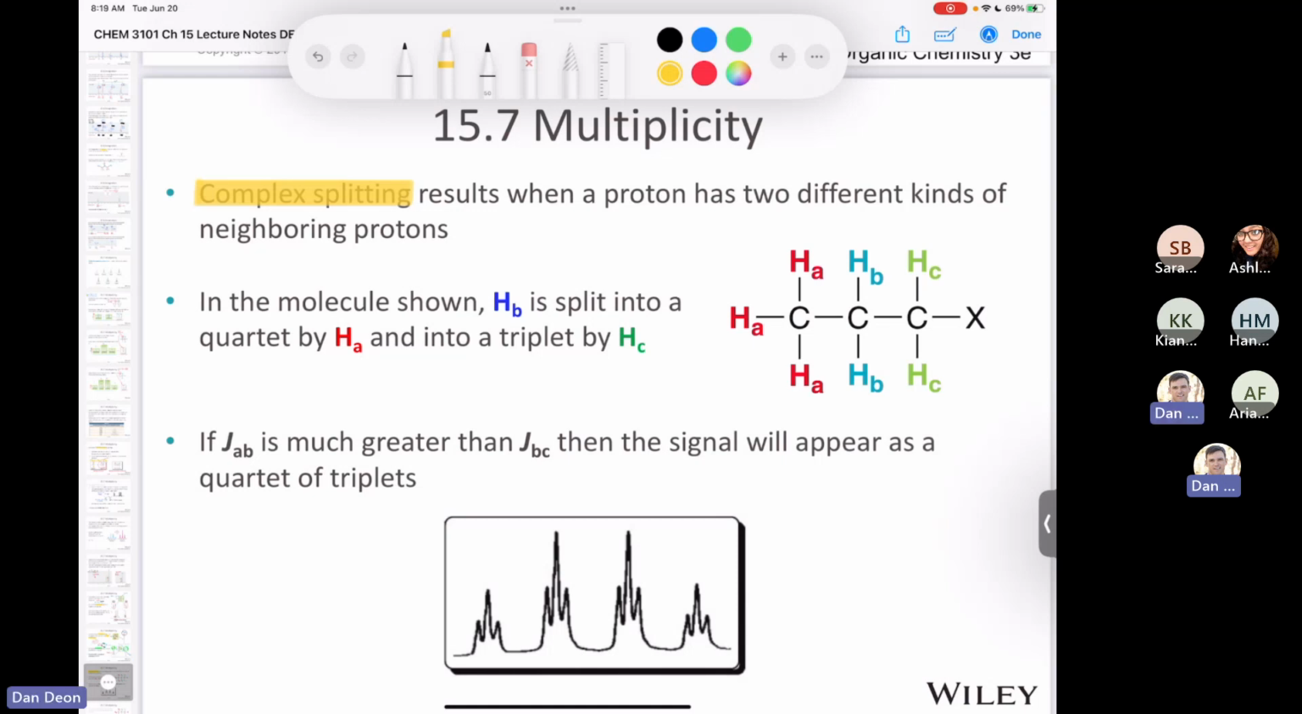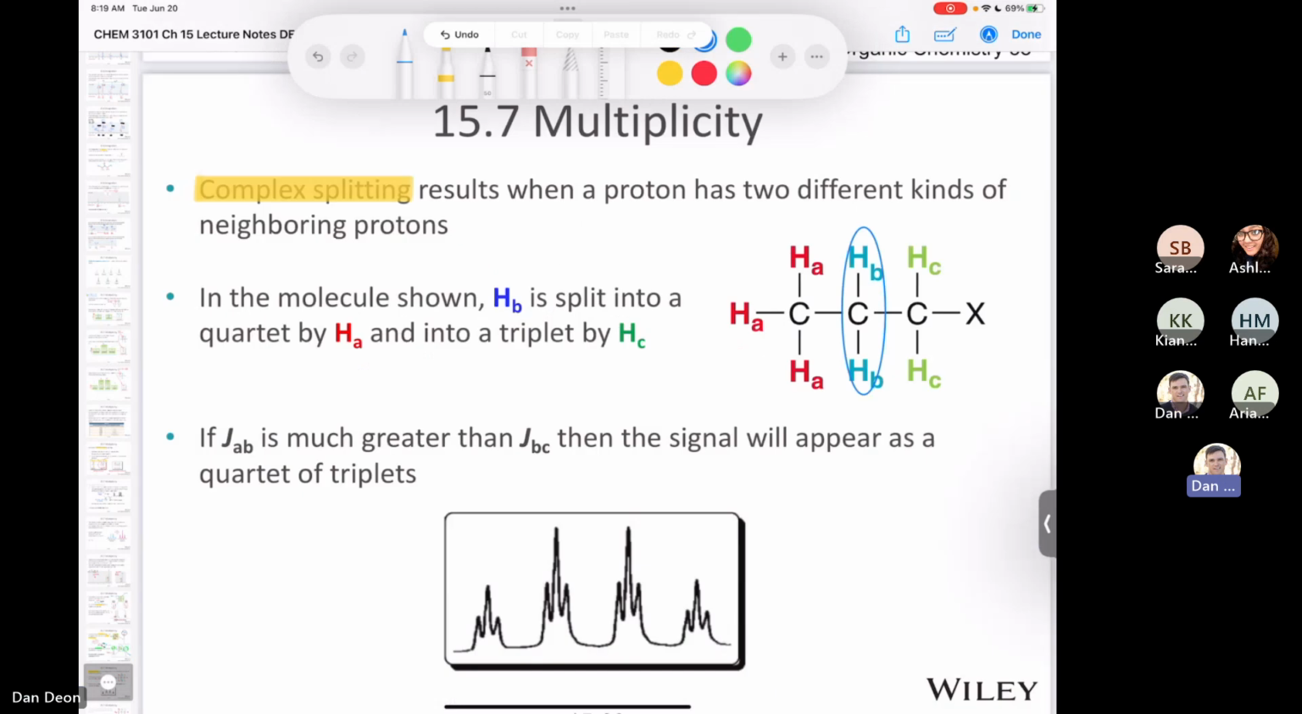So if we're focusing on HB, these two protons are chemically equivalent. How are they going to be split? Well, they have three neighbors in red, right? So 3 + 1 gives you 4. So we'll write here 3 + 1 = 4. So that would give you a quartet.